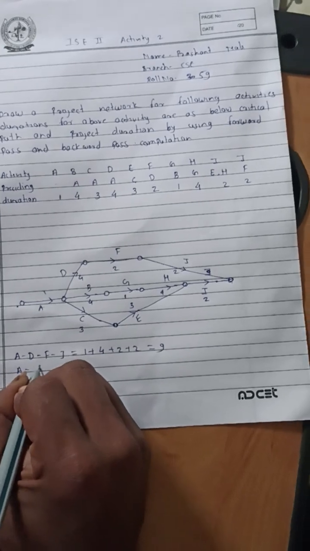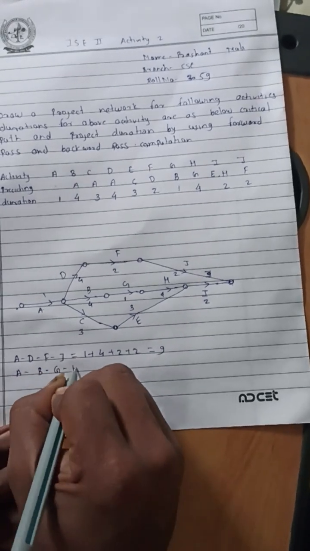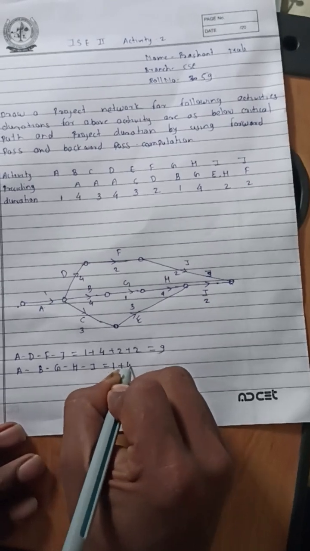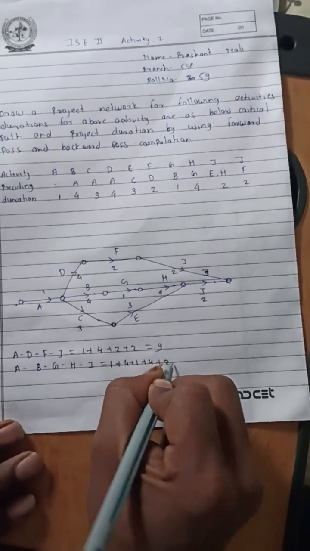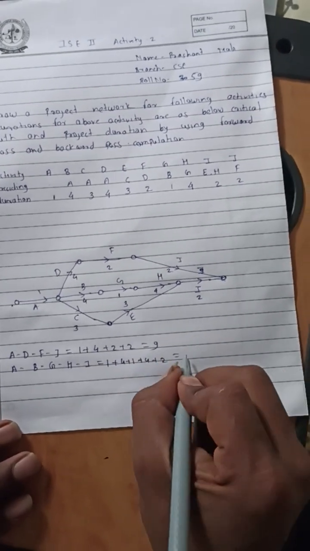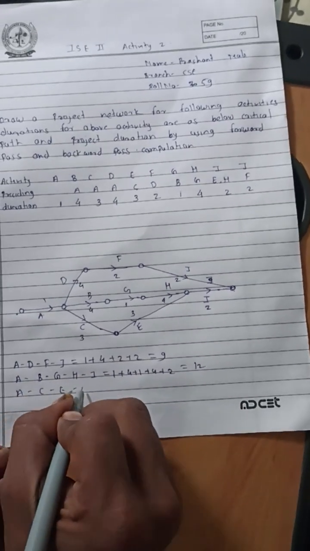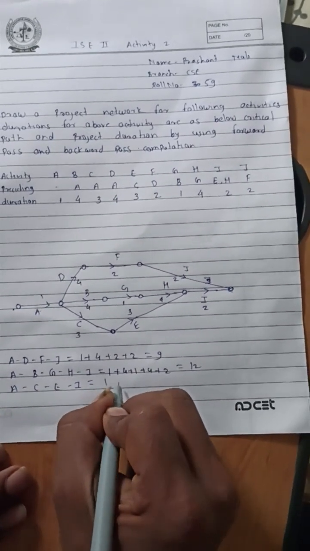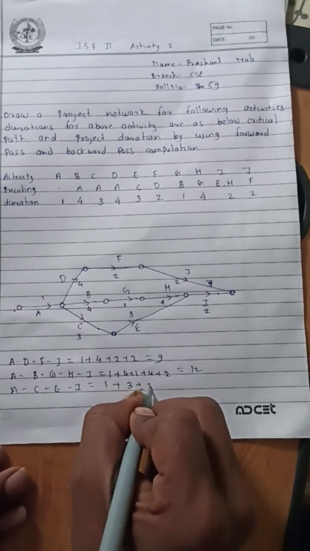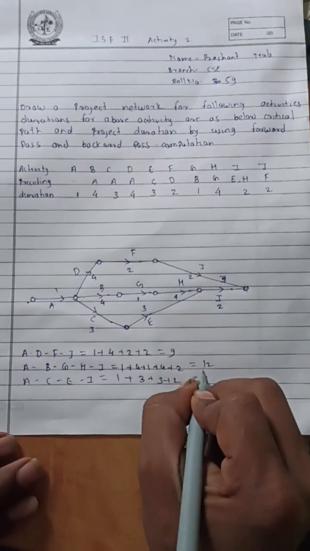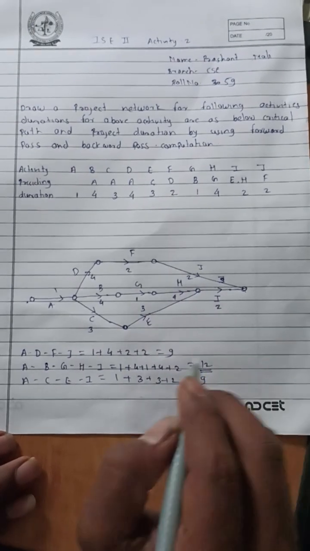The second path is A, B, G, H and I, which has weight 1 plus 4 plus 1 plus 4 plus 2, that is equal to 12. And the third is A, C, E, I, which has weight 1 plus 3 plus 3 plus 2, that is equal to 9. So the critical path is this path because the weight of this path is the highest.